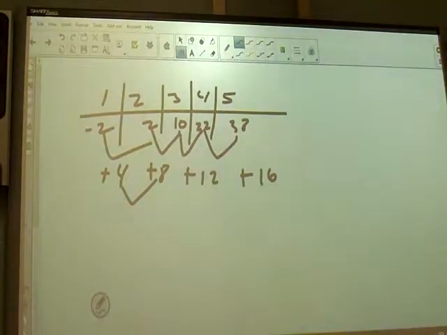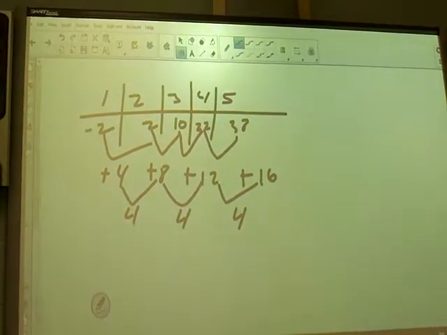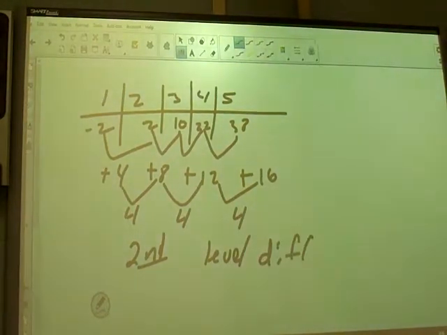And you know it. From 4 to 8, we gained 4. From 8 to 12, we gained 4. From 12 to 16, we gained 4. Winner, winner, chicken dinner, those are all the same. So the reason we would write for how we know it's a quadratic is the second level of differences is the same.